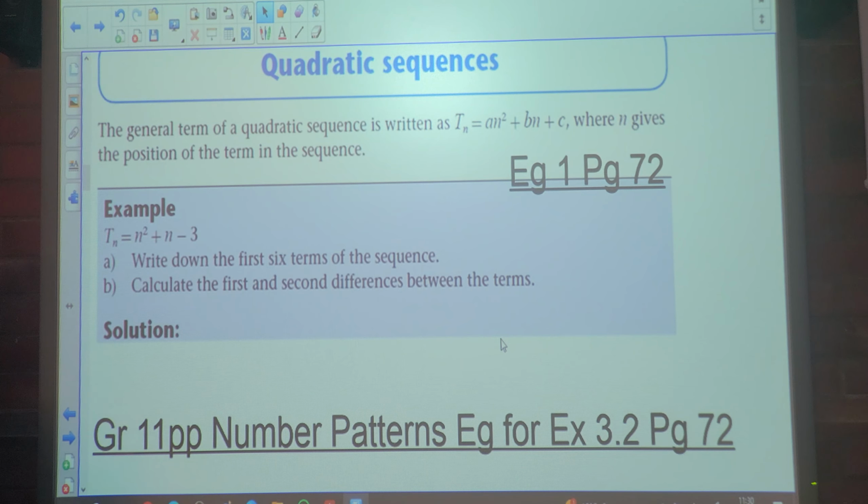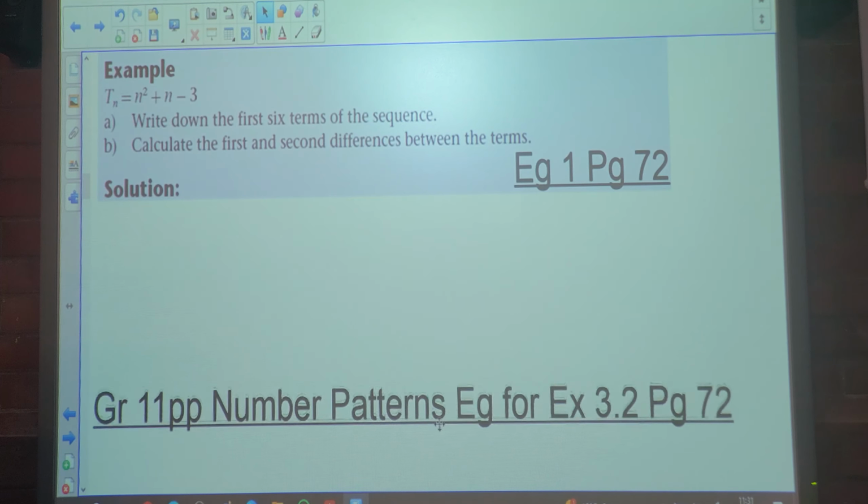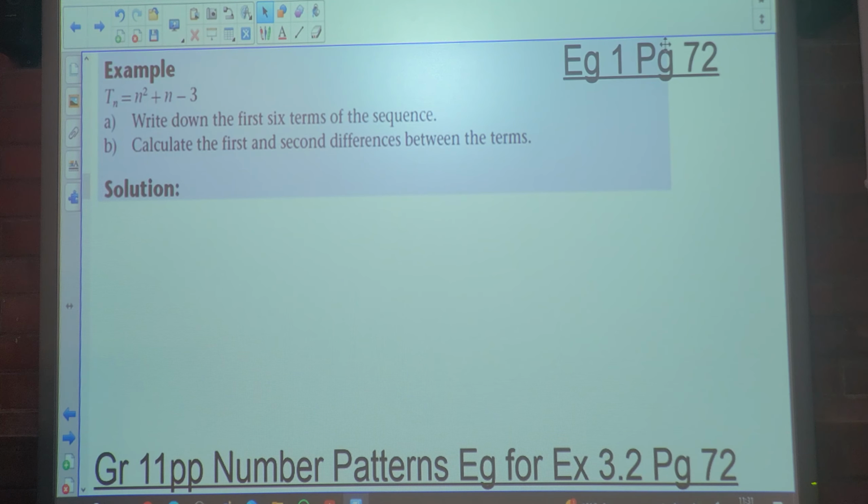Where n is given as the position of the term in the sequence, and of course Tn is your general term. Right, so we're looking at question 1. Example 1 is on page 72. The question says you've got Tn equals n squared plus n minus 3. So you are given the general term now.